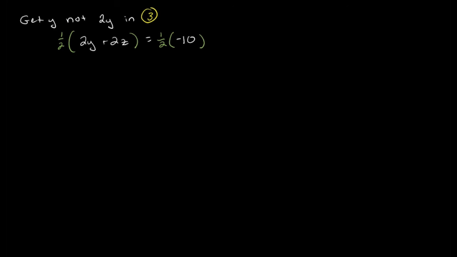So I'm going to distribute: 1/2 times 2 is just 1. So I have y plus z equals -5. And so now we're going to call this equation 4. And I'm going to rewrite my system again. So we have x minus 3y plus 2z equals 18. And now we're replacing 3 with 4. So now we have y plus z equals negative 5.